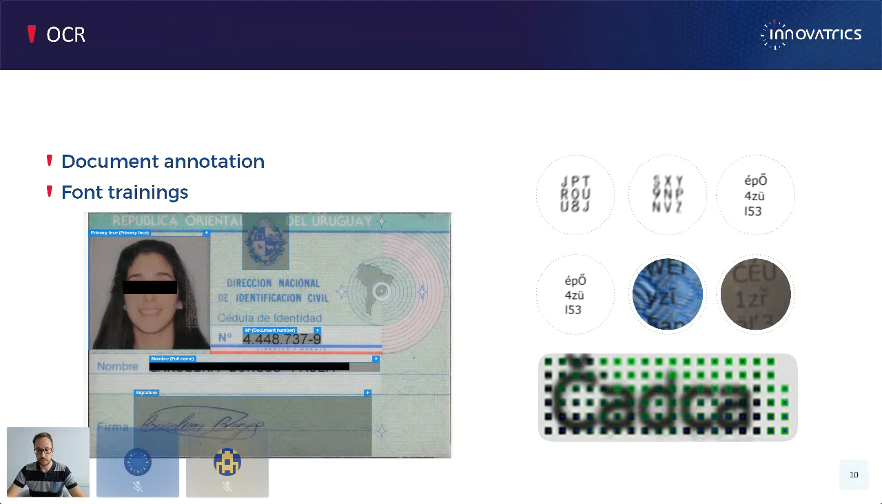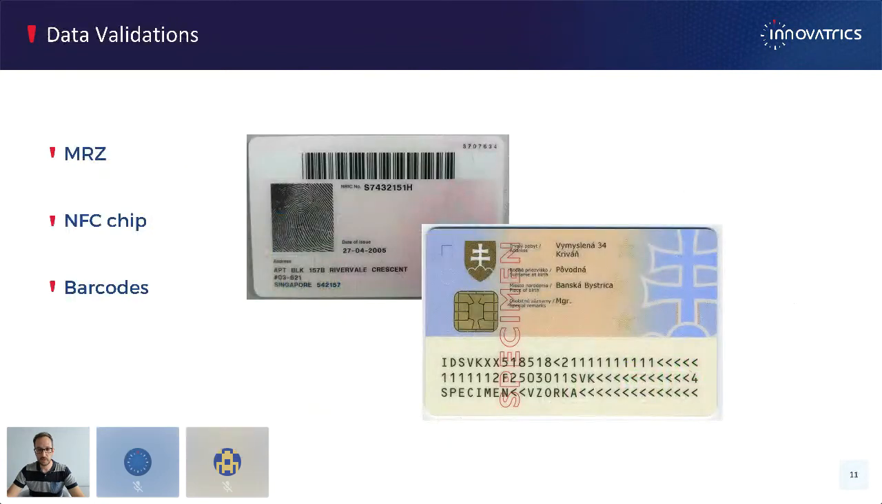Of course, the ID is not just about the visual data. Many IDs these days are equipped with the NFC chip. So the toolkit is able to read the data from this chip. Usually we can find the actual biometric on the picture from which we can extract the biometry of the person, which is great, and some other data as well.